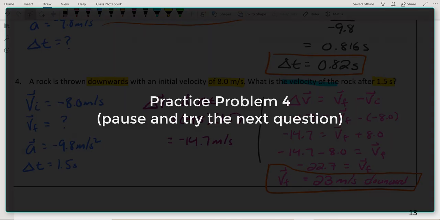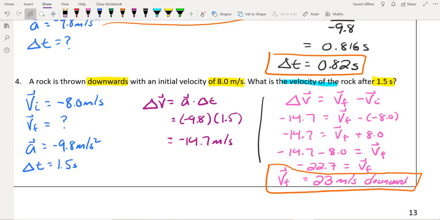In the final question, a rock is thrown downward at 8 meters per second and we're asked to find what the final velocity is after 1.5 seconds. Since it's being thrown downwards, the velocity is not 8 meters per second, but negative 8 meters per second. We fill in our variables, and our final velocity is what we're asked to find. Acceleration is negative 9.8 as a result of gravity, and our change in time is 1.5 seconds.